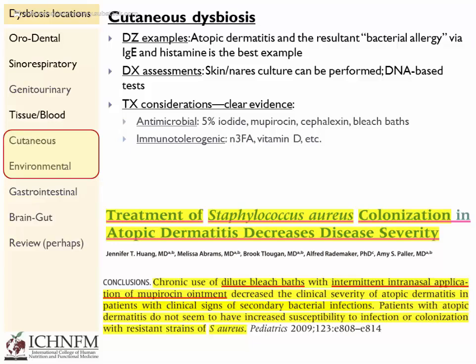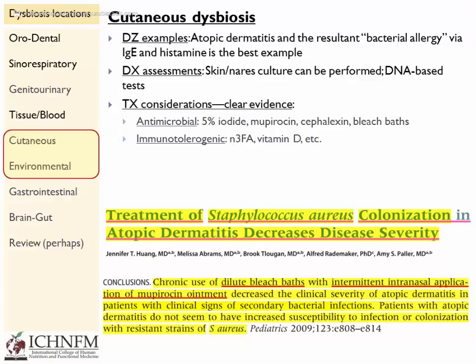We can use antimicrobials such as 5% povidone iodine, mupirocin, which is an antibiotic ointment, cephalexin, which is an orally ingested antibiotic, and we can use the bleach baths that I've reviewed with you previously, also in the book, and also, of course, I'll review that again in this presentation. We can promote immune tolerance with omega-3 fatty acids, vitamin D, etc.